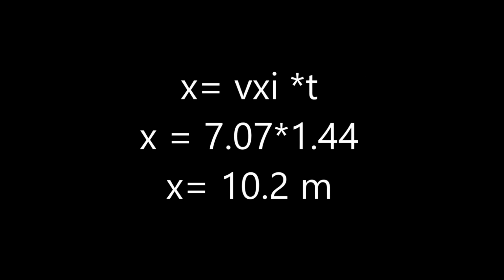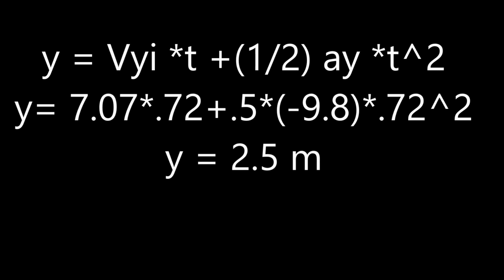We can use that to find the displacement in the x direction by just doing velocity in the x direction times time, which would give us 7.07 times 1.44, which equals 10.2. So that's saying that the ball traveled a distance of 10.2 meters. And then to find how high it went, well, in a parabola, because they're symmetric, the peak height is going to be at the center, and that's going to be halfway through the time. So you want to cut your time in half.